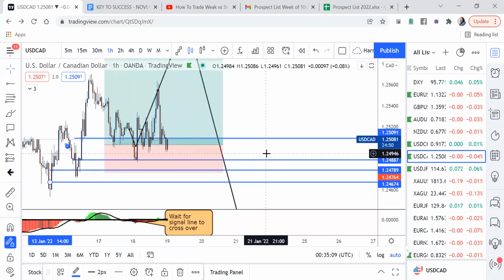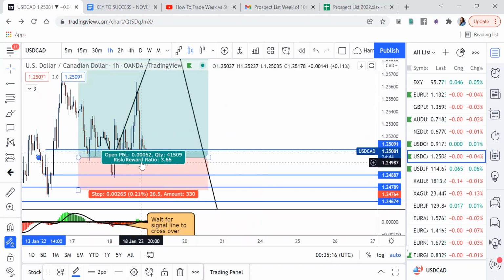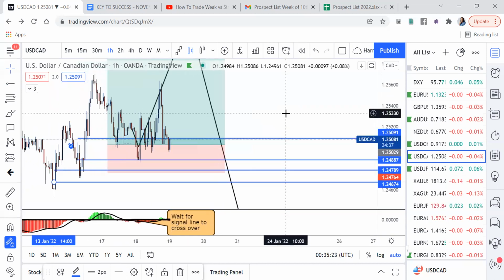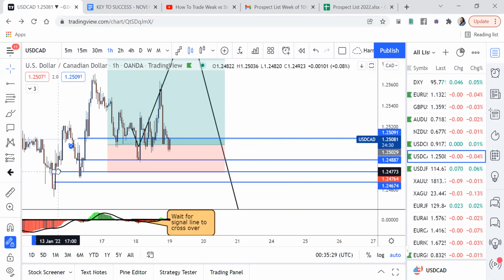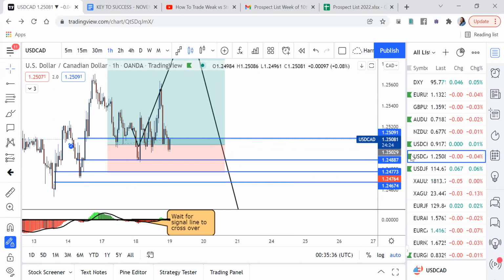Right? But as of right now, price is still around entry, and we're still holding on tight. We're still good for now. But if price does come and touch our stop loss, we will know for sure that price is heading towards potentially this imbalance zone. Right, that is USD CAD.